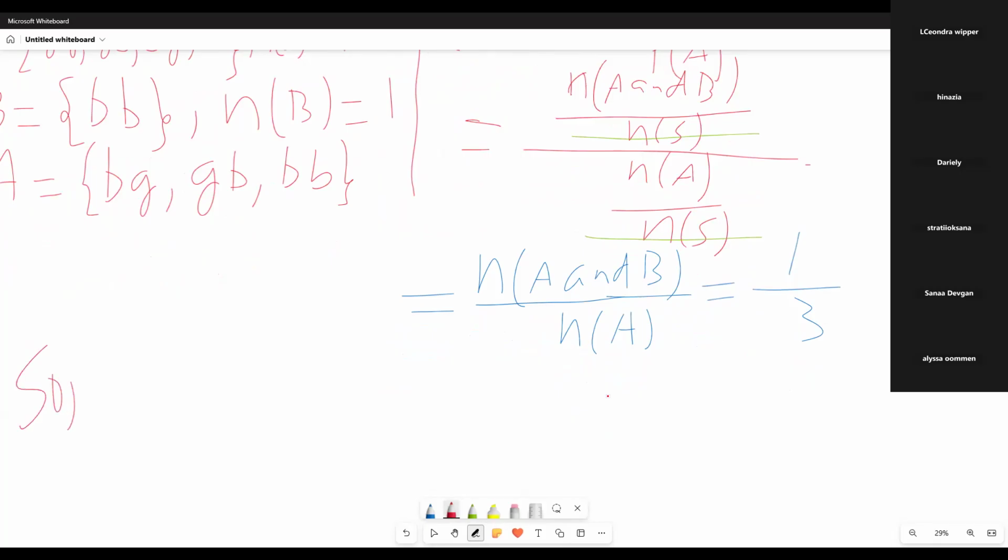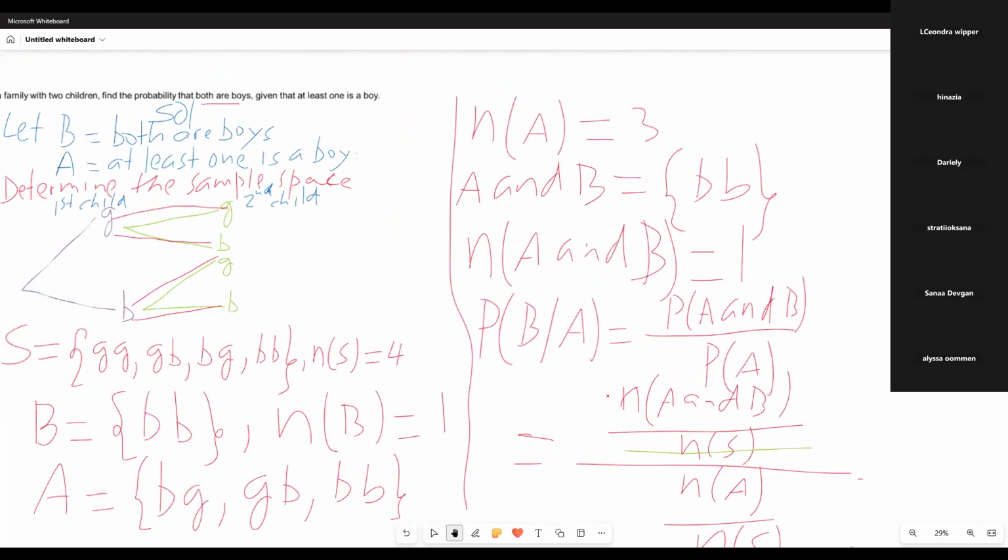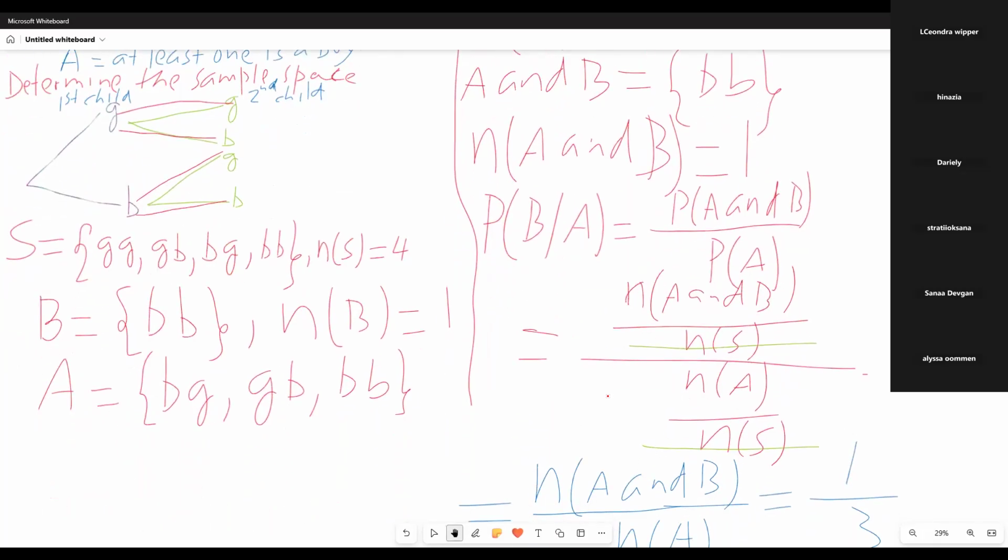Wait, why is N of A and B 1? Could you explain it? Okay, sure. Look at this set here and this one here, right? You can observe they have BB in common. Can you see that? Yes. So that's why it's 1. Okay. Thank you. Welcome.